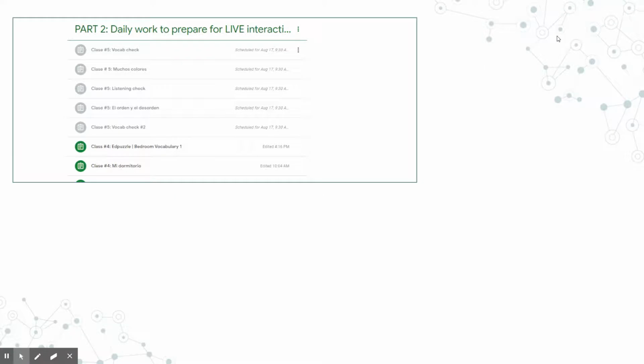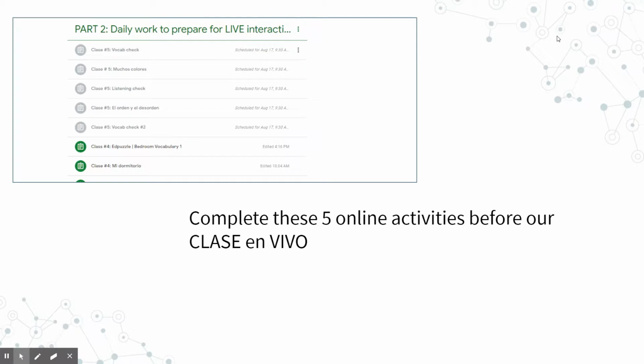Okay, what you're going to spend the rest of the time doing until our clase en vivo is you're going to see pop up on your Google Classroom a series of 5 activities. They are all labeled clase number 5, and they are under part 2 where it says daily work. Clase número 5, and there are 5 different ones: vocabulary check, muchos colores, listening check, orden y desorden, and vocabulary check number 2. I want you to complete these 5 online activities before our clase en vivo.